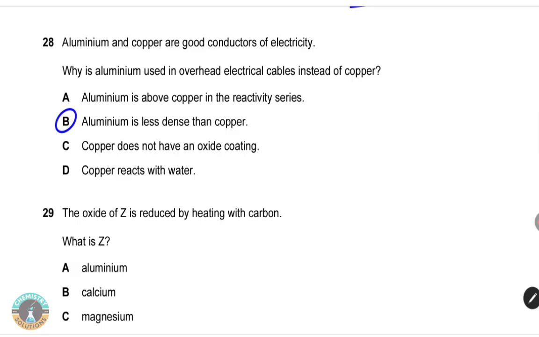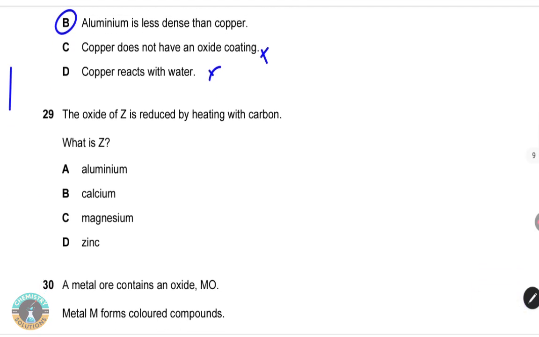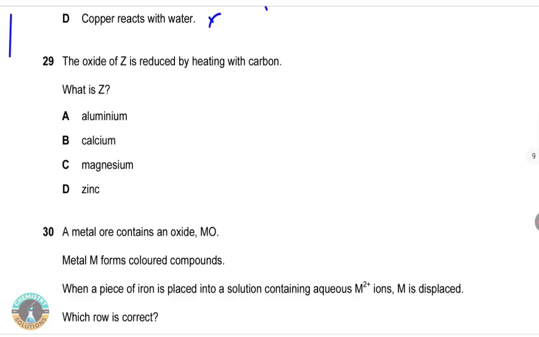Copper does not have an oxide coating. Copper reacts with water. No, these options are not correct. The oxide of zinc is reduced by heating with carbon. What is Z?